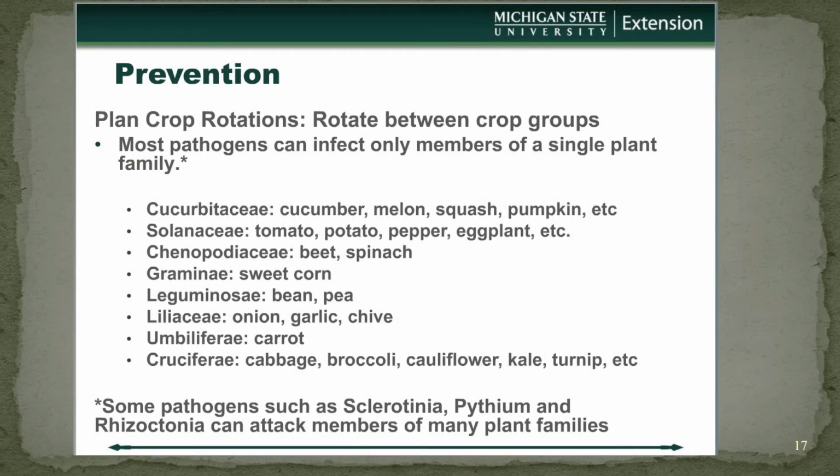So prevention, we want to plan our crop rotations. Rotate between crop groups. Most pathogens can infect only members of a single plant family. So this includes the cucumber family, basically cucumber, melon, squash, pumpkins, the Solanaceae family, tomato, potato, pepper, eggplants, beet, spinach, sweet corn, beans and peas, onions, garlics, chives, carrots, cabbage, broccoli, cauliflower, kale, turnip, etc. But of course, some pathogens can still attack members of many plant families.